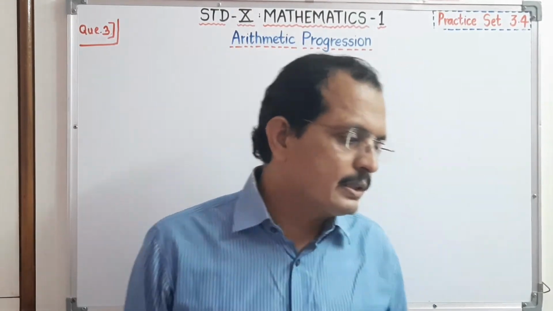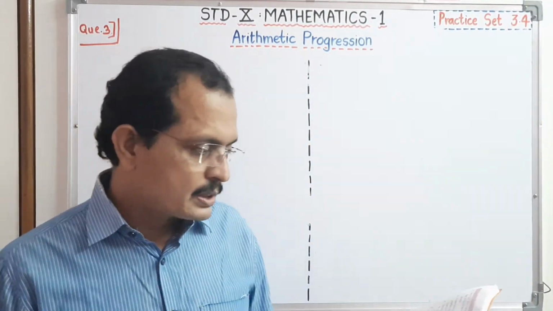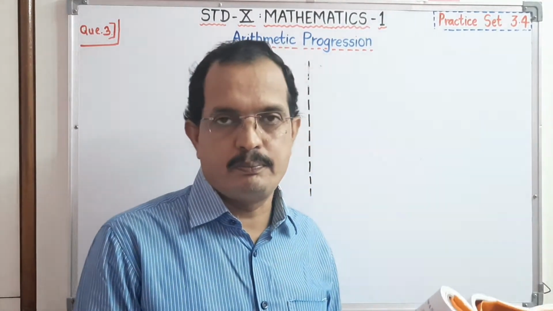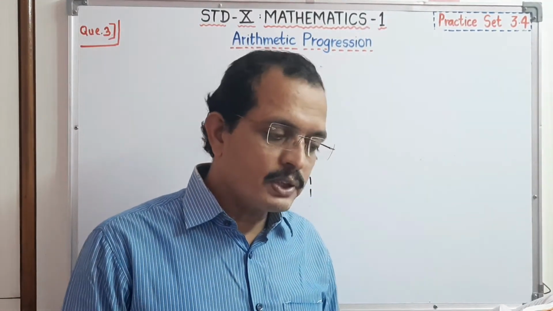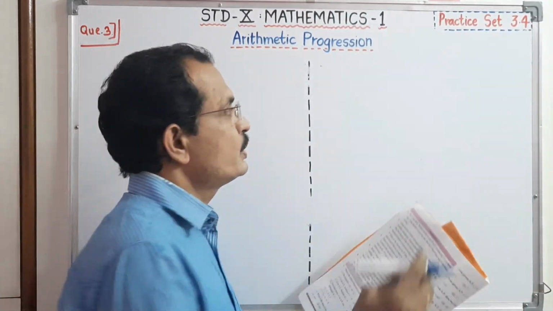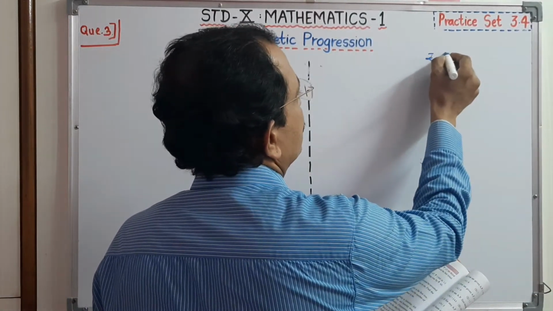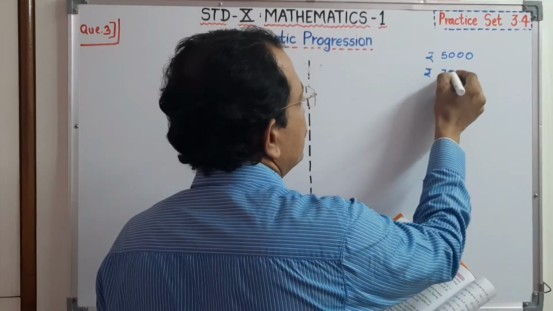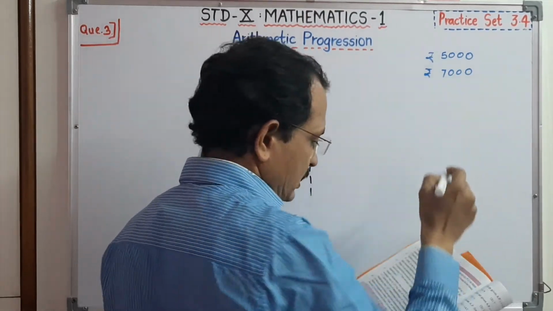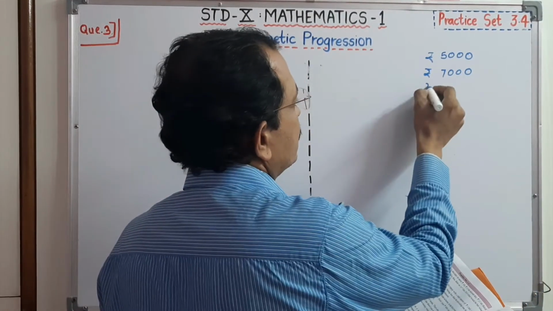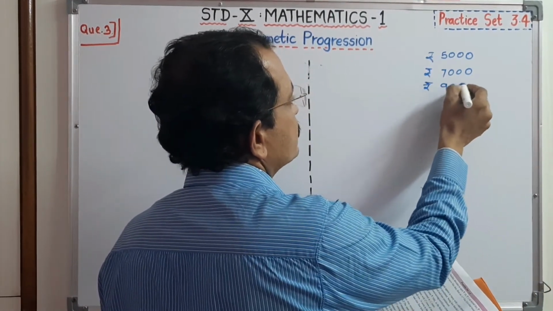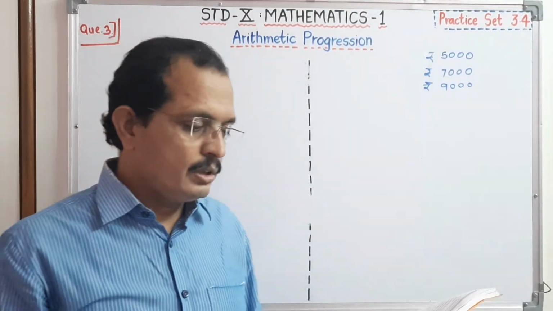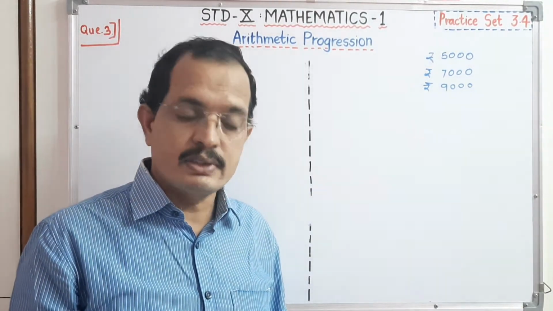Dear student, see the third sum. Sachin invested in a national savings certificate scheme. In the first year, he invested rupees 5,000. First year 5,000, second year 7,000. In the third year, it is 9,000. That means every year he invested some amount in a national savings certificate scheme.